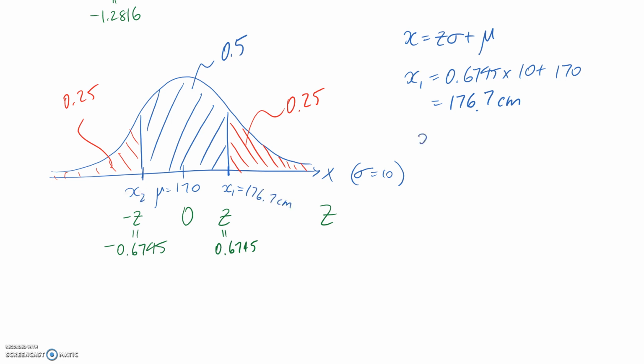Alright, and then x2 we can get the same way, subbing into this formula. The z score this time is negative. And this one comes out to about 163.3 centimeters, which makes sense. It's smaller than 170. So that's the answer to this question: the middle 50% of all observations occur between 163.3 centimeters and 176.7 centimeters tall. So that's all there is for this question, and I'll see you in another video.